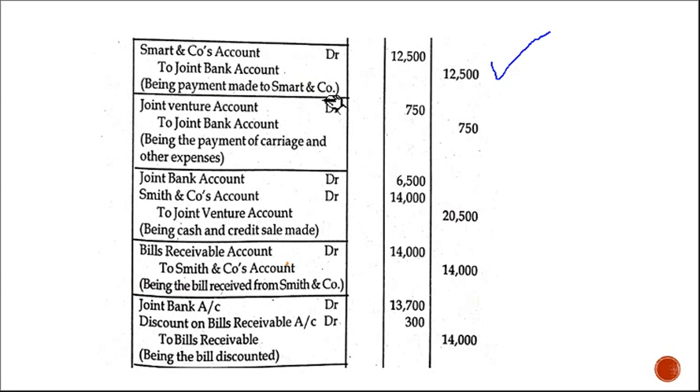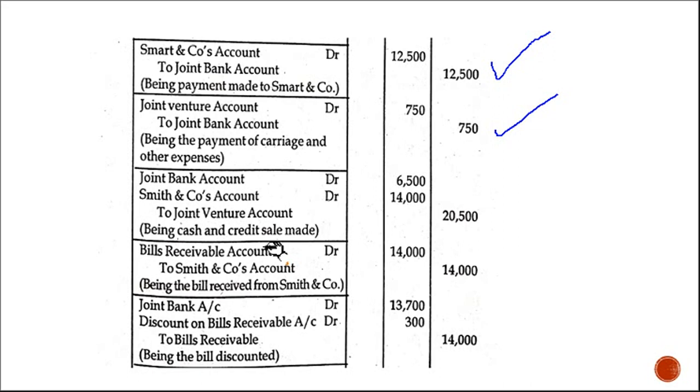The next transaction. They said, paid for carriage and other expenses rupees 750. So again, we are not writing the expenses name, we are writing joint venture account. Joint venture account debtor to joint bank account. When the bank account is credited, in the sense when the bank account is on the credit side, that means payment is made. Clear? Here 750 payment is made for carriage. So carriage and other expenses you have to write in the bracket, but the name you have to give is joint venture account only.